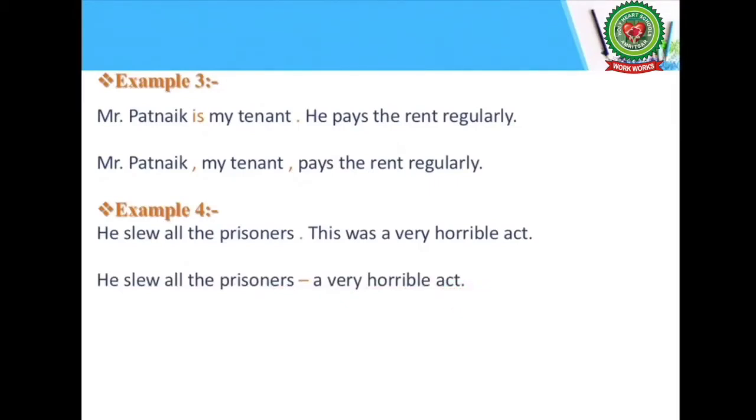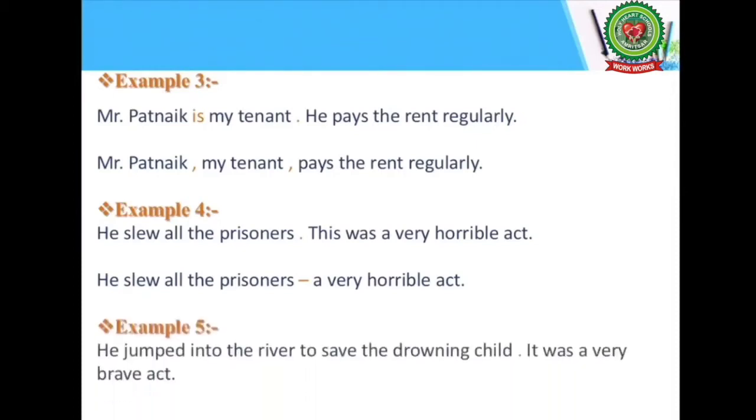Remember one thing children: when we are given additional information about the subject, we will use a comma. And when we are given the additional information about an action, we will use a hyphen. See one more example. He jumped into the river to save the drowning child.